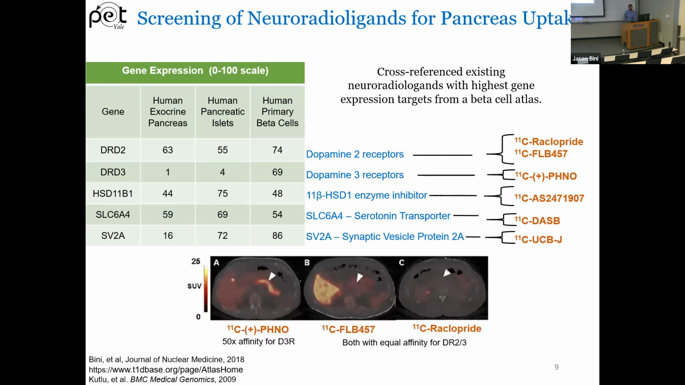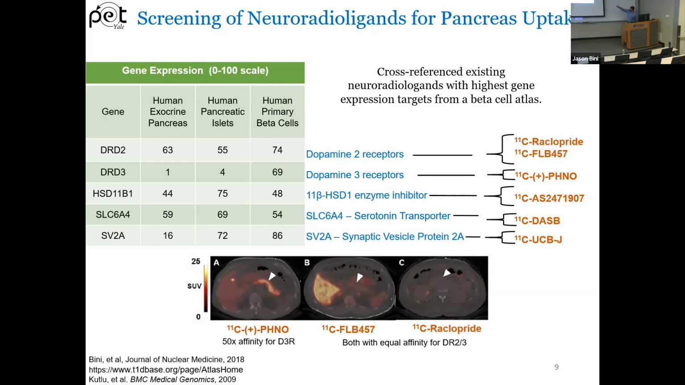So we went and scanned one male, one female, with all of these tracers. And the dopamine 3 ones were the most successful. But then if you look at the dopamine 3 receptor target, it has an affinity 50 times higher for the dopamine 3 receptor than 2.